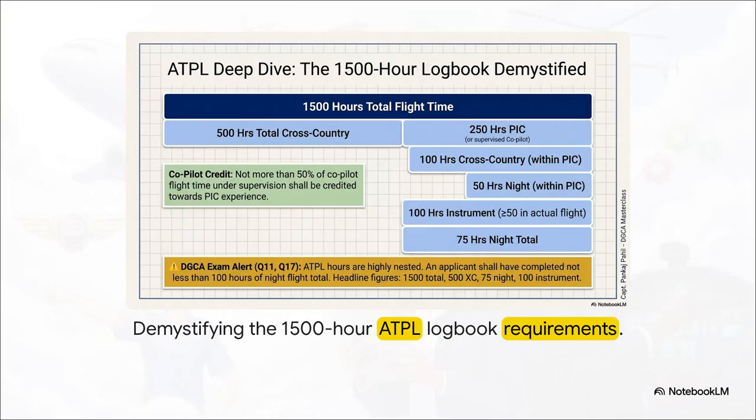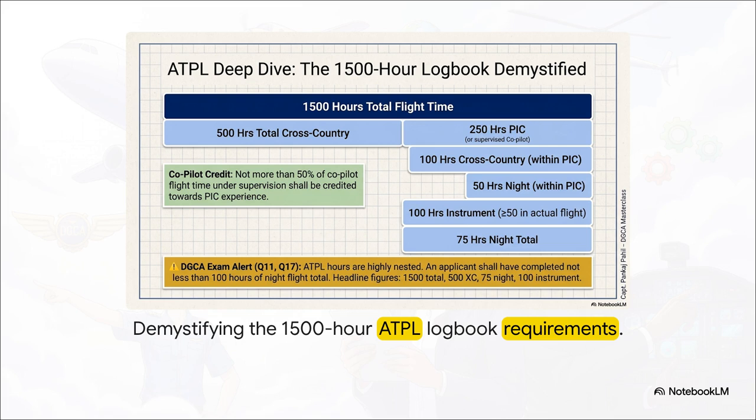Getting an ATPL requires a massive 1,500 hours of total flight time. But the concept you need to grasp is that these hours are highly nested. If we break it down, out of that 1,500 total, you need 500 hours of cross-country, 100 hours of instrument time, and at least 50 of those have to be actual flight, plus 75 hours of night flight time.